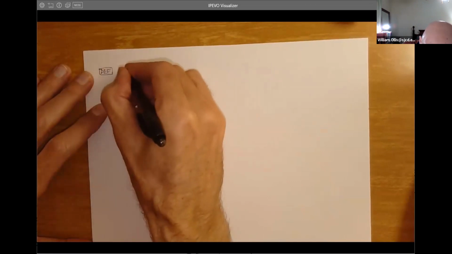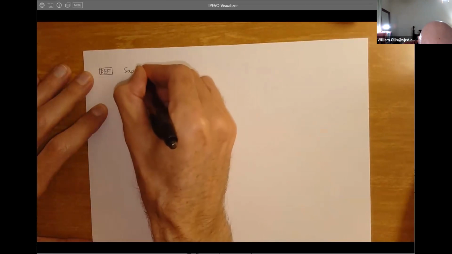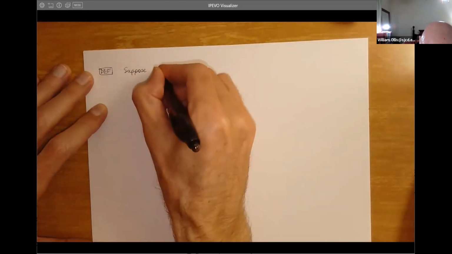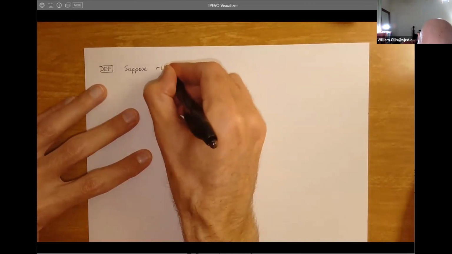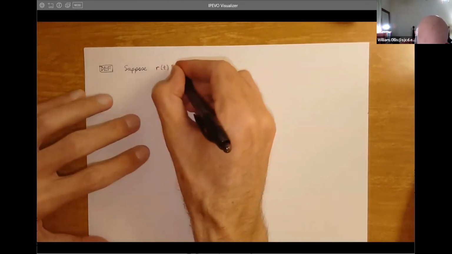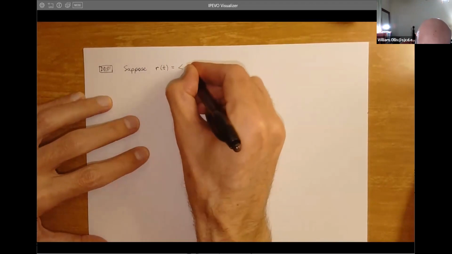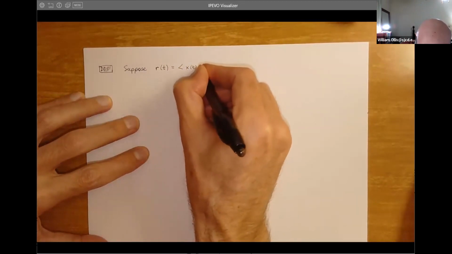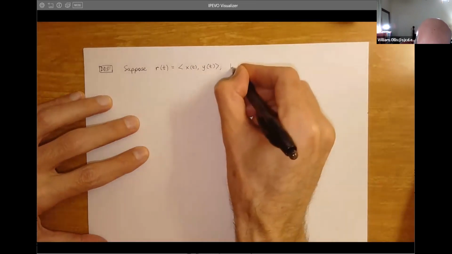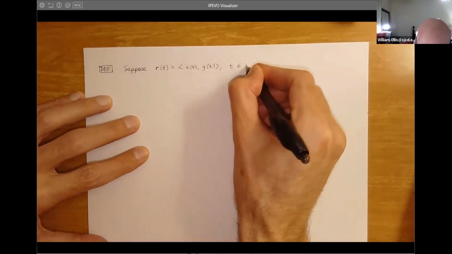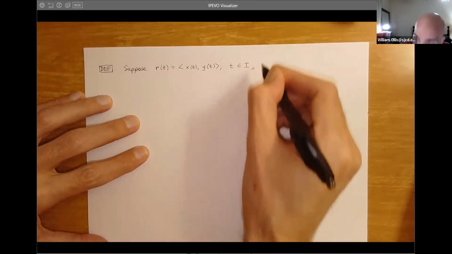So let's suppose that we have, I guess we'll just use t as a parameter. We'll say r of t, in this case, equals x of t, comma y of t. And we'll just say that t lives in some parameter interval I.